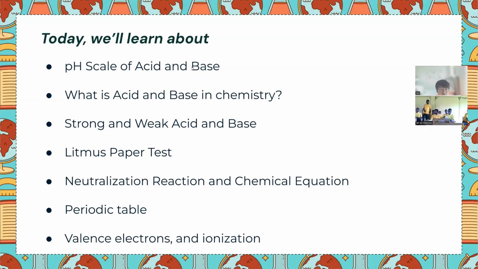Today we will learn about the pH scale of acid and base, and what acid and base are in chemistry, what strong and weak acids and bases are. We will learn about the litmus paper test. We will learn about neutralization reaction and chemical equation, the periodic table, and the valence electrons and ionization.